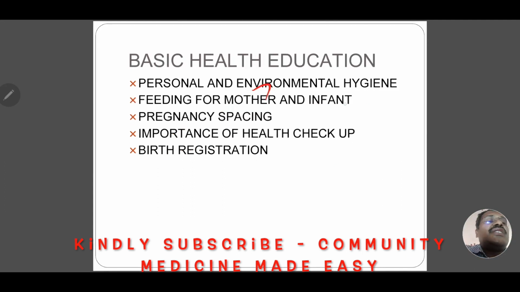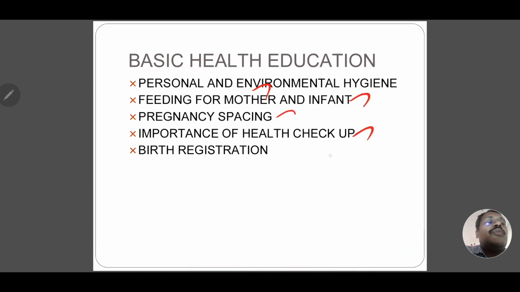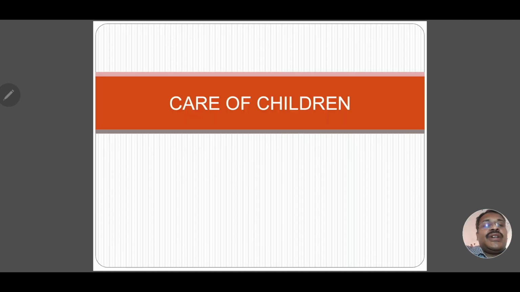Basic health education regarding environmental hygiene, feeding of mother and infant, pregnancy spacing, importance of health checkup, and birth registration should be given. So that's all about the first part, that is care of the mother. The preventive obstetrics is over for you. And in the second part of the video, we will deal with the care of the children, and then the growth chart and other child health components.